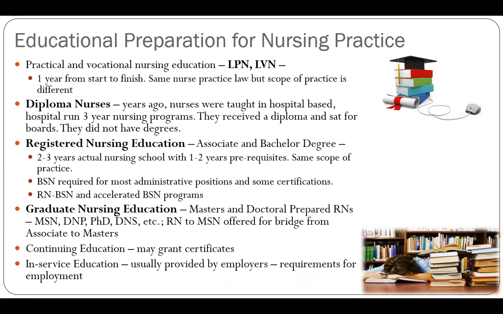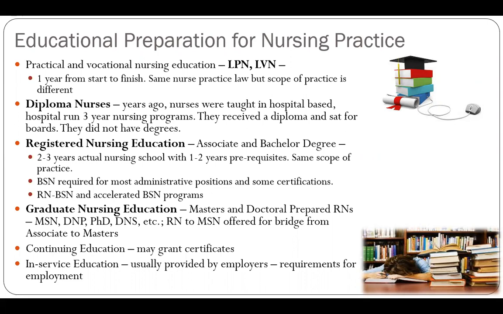So to be a registered nurse now, you have to go through an associate degree or a bachelor's degree. It's 2 to 3 years of actual nursing school with 1 year of prereqs for an associate and 2 years of prereqs for a bachelor. They have the same scope of practice. The difference is with the bachelor's degree, you have all the other components that any other bachelor's degree has, such as 2 histories of literature, stuff like that. And you also learn some higher management. You can be an associate degree RN, and then you can also upgrade to the BSN.